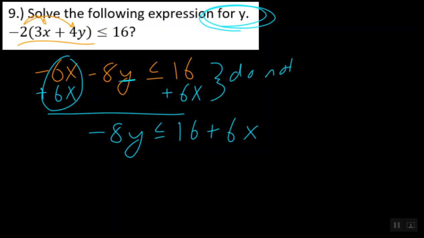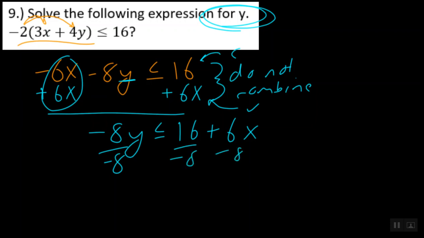Do not combine, because this is the number one mistake students are going to make. This is a constant, this is a variable, all right? They're not the same. You cannot put them together. Now from here, we have negative 8y is less than or equal to 16 plus 6x. We are going to divide each and every term by negative 8.